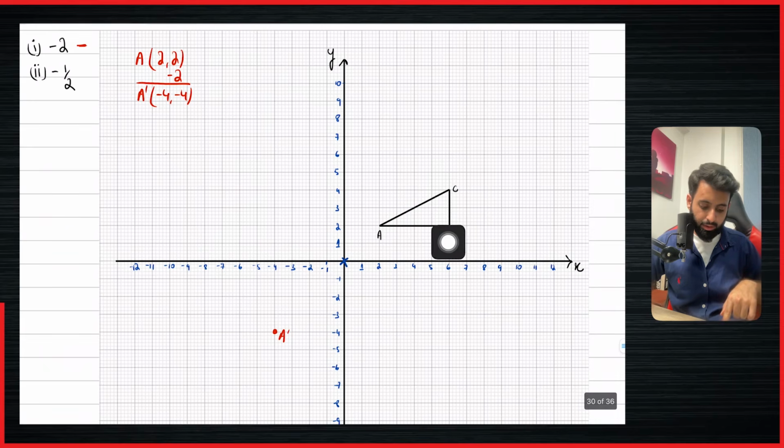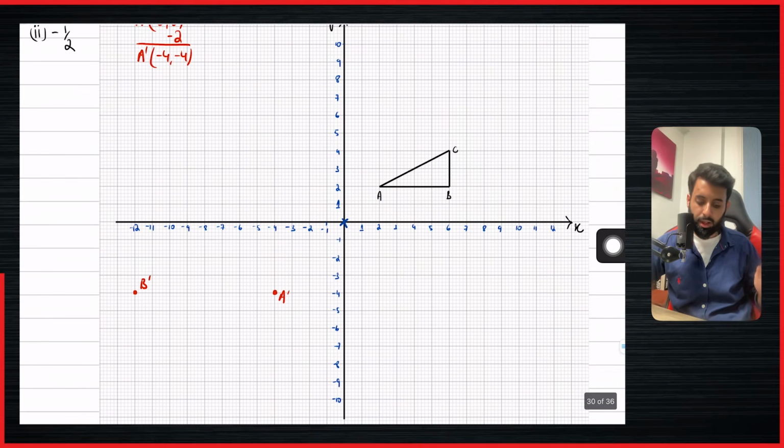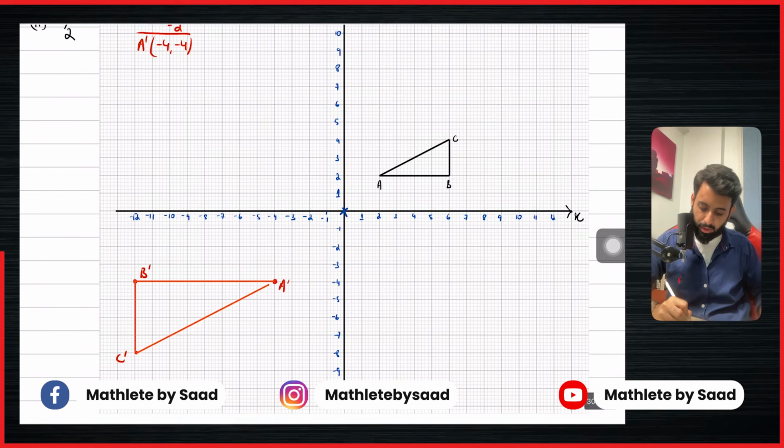Just like that, we're going to find out the coordinates of B. So B has coordinates 6, 2. If you multiply these coordinates by -2, you get -12 and -4. So let's mark that. -12 and -4 is right over here. Here's B prime. C has coordinates 6, 4. If you multiply that by -2, you get -12 and -8. And there you go. That's where C prime is. And now we're going to join these 3 points with the help of a straight line. And there you go. That's it. We're done with part 1.